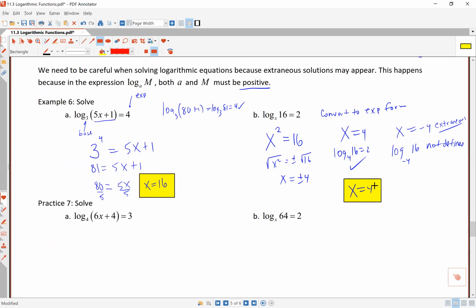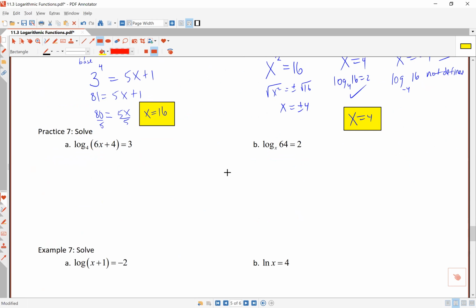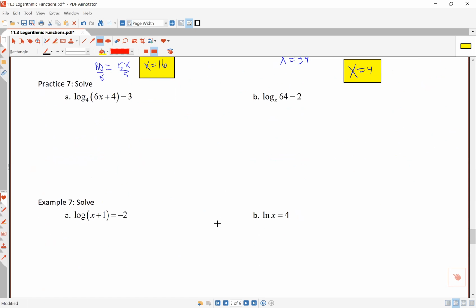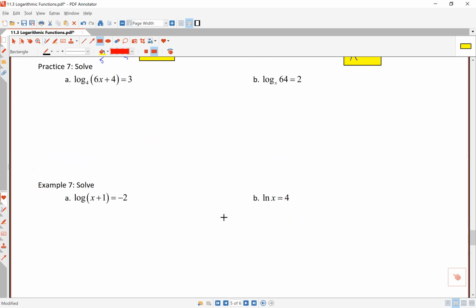And here are 2 practice problems for you to try. I encourage you to press pause on your video and work these out, and come back when you're ready to see the solution to these. Now that you've had a chance to work these out, I'll work these out with you.